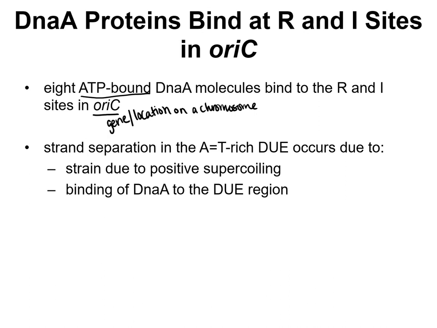So once we have all of this binding, we're going to see some strand separation in that DUE region. And the reason why this happens is because we've got strain due to positive supercoiling, and we've got all of these molecules binding the DUE region. So between those two things, the strands start to separate at the origin.